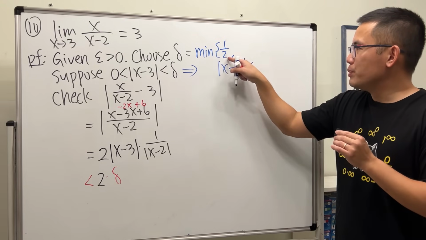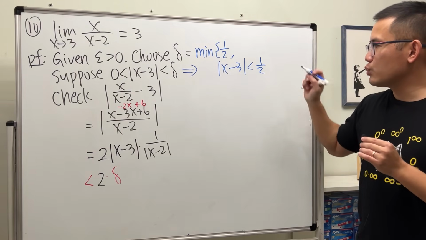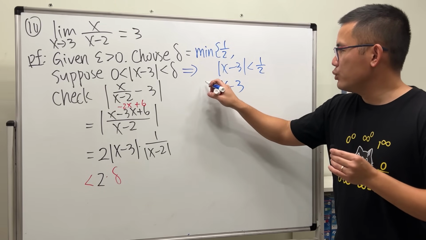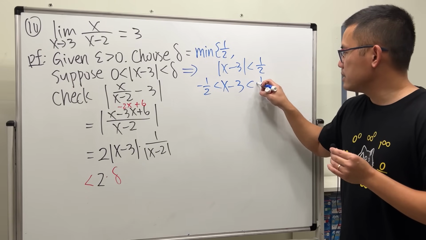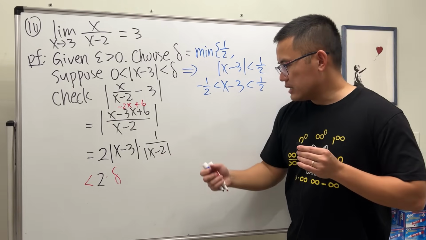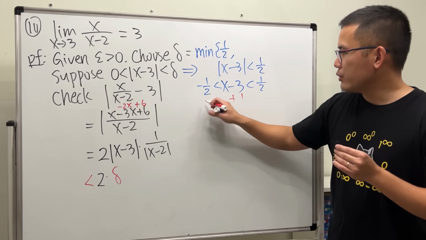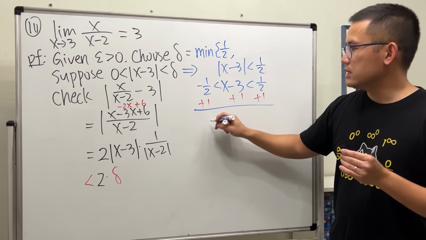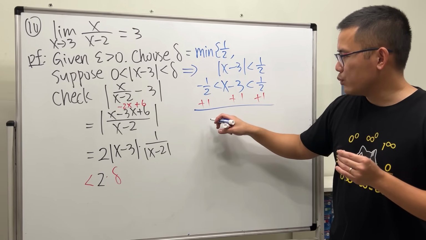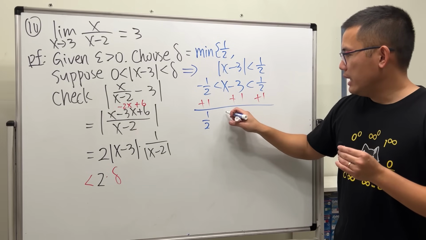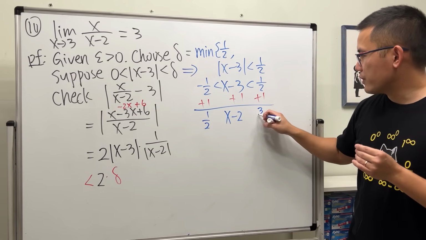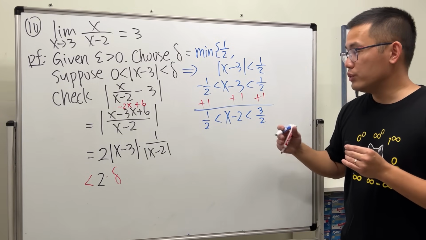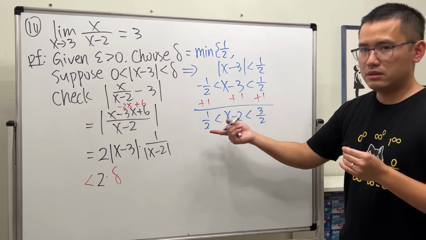Same idea. Once we put down the 1/2 here, we can come here and say that's 1/2. Open the absolute value, x minus 3 is in between negative 1/2 and positive 1/2. To get to x minus 2, I add 1 to everybody here. Then negative 1/2 added with 1 is 1/2, x minus 2 in the middle, and that's 3/2. Perfect.